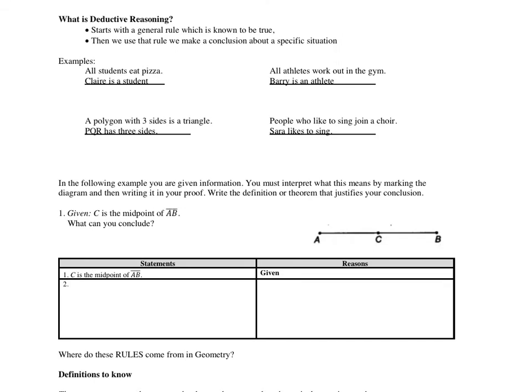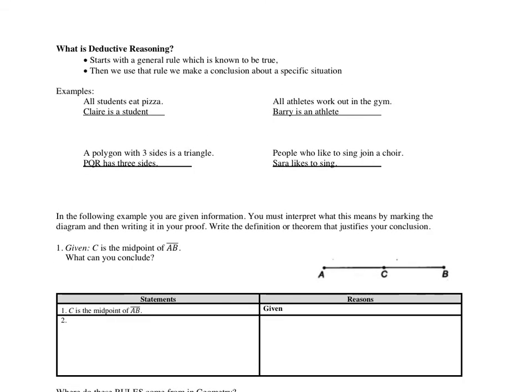So deductive reasoning. Before we were doing inductive reasoning, where we were trying to look at patterns and based off information. Now we're going to be looking at deductive reasoning. The way deductive reasoning works is that you are given a rule which is known to be true. So the rule is known to be true even if it might not be true. Then we use that rule to make a conclusion about a given situation. And the given situation is always extremely specific.